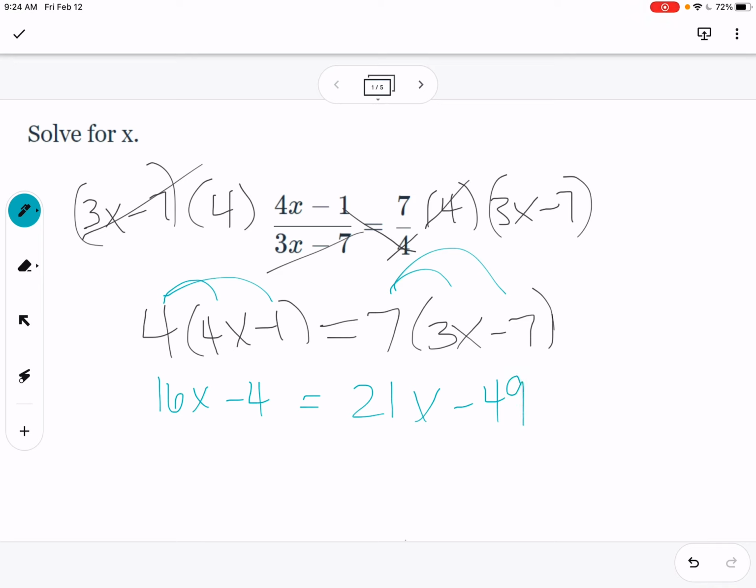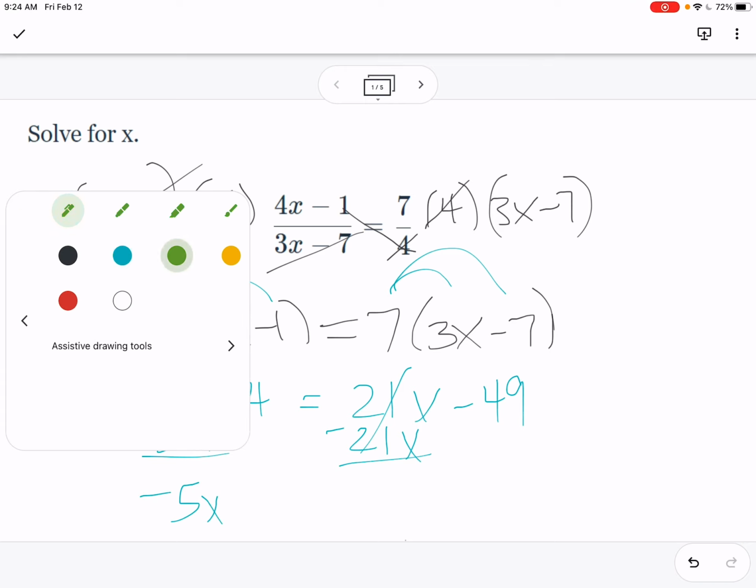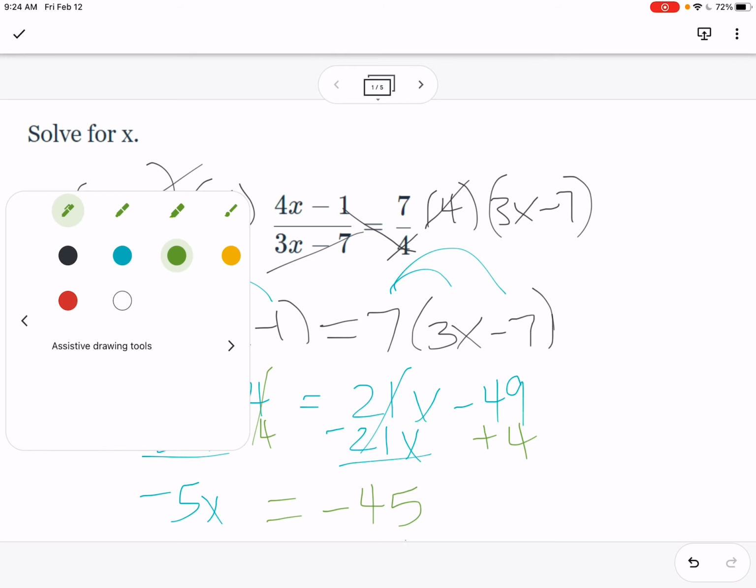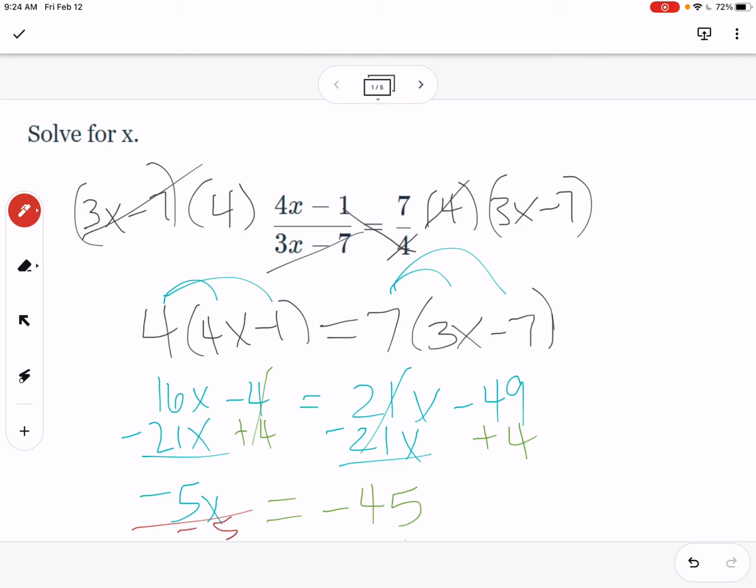And then I'm going to move all of my x's to one side. So I'm actually going to move 21x to this side, so I'm going to subtract it from the other side. I'm going to get 16 minus 21, which gives me negative 5x. Then I'm going to add 4 to both sides, and that's going to give me negative 49 plus 4, which is negative 45. So when I divide by negative 5 as my final step here, I'm going to get that x equals positive 9. Okay, so that's the first type of question that we have.